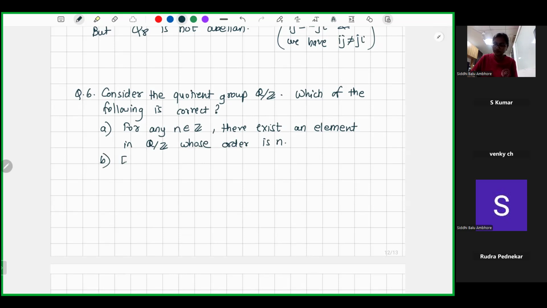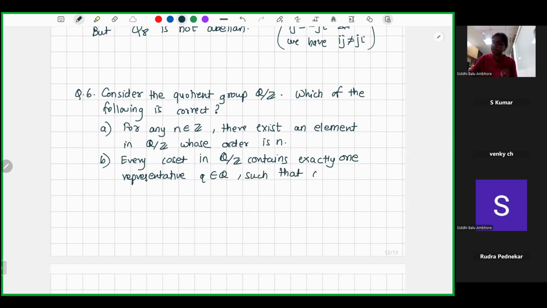B: every coset in Q quotiented by Z contains exactly one representative q in Q such that 0 is less than or equal to q, strictly less than 1. And C: this Q quotiented by Z group is isomorphic to the following.